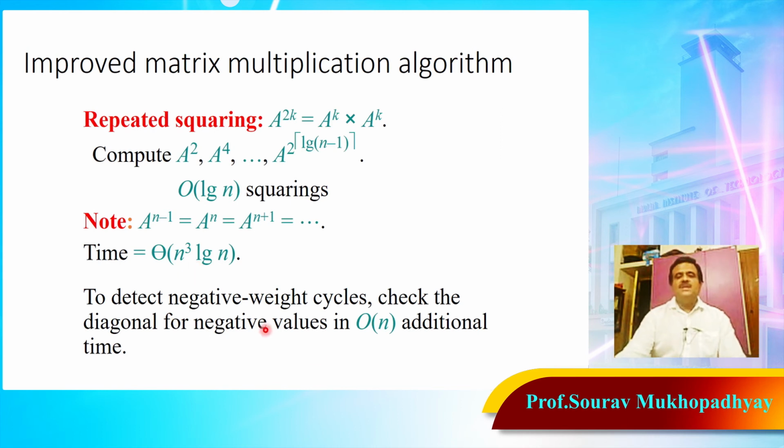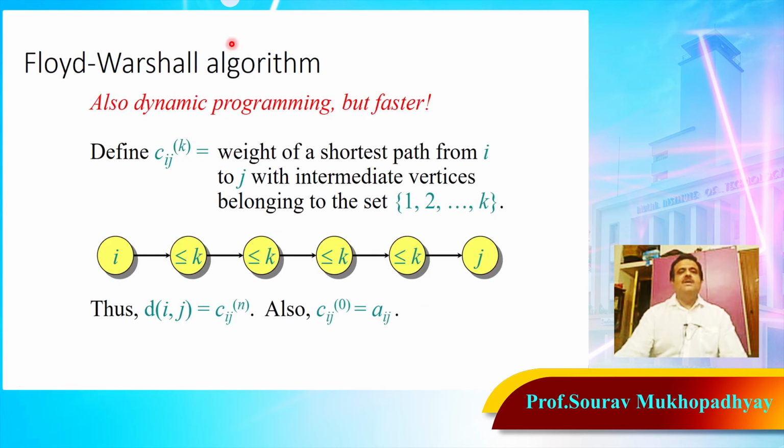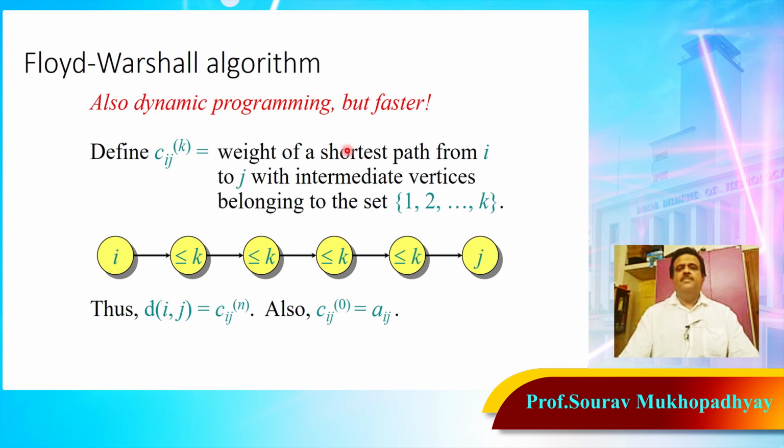And to detect a negative cycle, we just check the diagonal elements of this, and if there is a negative number, then there is a negative cycle. But we want to do it in order of n cube. That will be done by the next algorithm, which is the Floyd-Warshall algorithm. So, Floyd-Warshall is also a dynamic programming algorithm, but it is faster than the previous one.